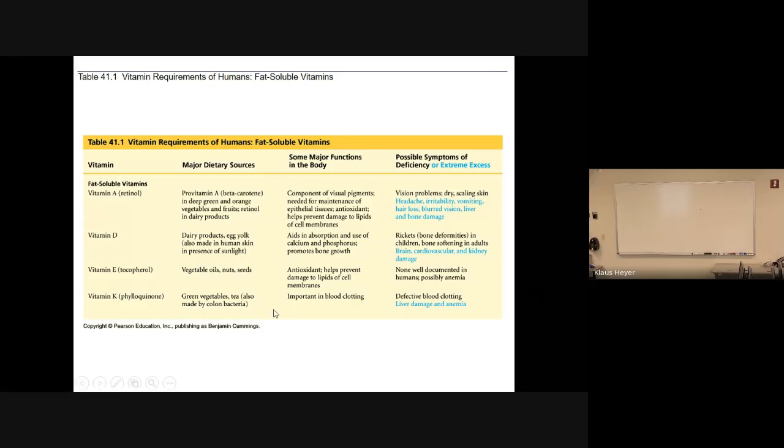So vitamin K, blood clotting. A for eyes, D for bone, E antioxidant, K clotting. That's it. That's all you have to know. One word for each. And I want you to know that these four are lipid soluble or fat soluble, however you want to say it.